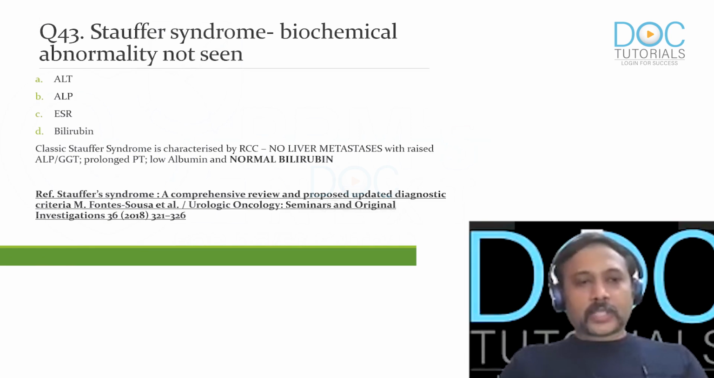Characteristically, you will have elevation of AST, ALP, and ESR. All three will be characteristically elevated. There is liver dysfunction in the absence of metastasis. That is the characteristic feature in Stauffer syndrome. So in RCC with no liver metastasis, you have raised cholestasis markers of ALP and gamma glutamyl transpeptidase, prolonged PT, and low albumin. All these were features mentioned in the classical Stauffer syndrome article. In fact, I had a look at the original article as well, and there the bilirubin is mentioned to be normal.